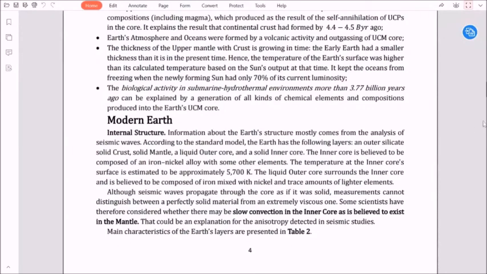The biological activity in submarine hydrothermal environments more than 3.77 billion years ago can be explained by the generation of all kinds of chemical elements and compositions produced in the Earth's UC matter core.